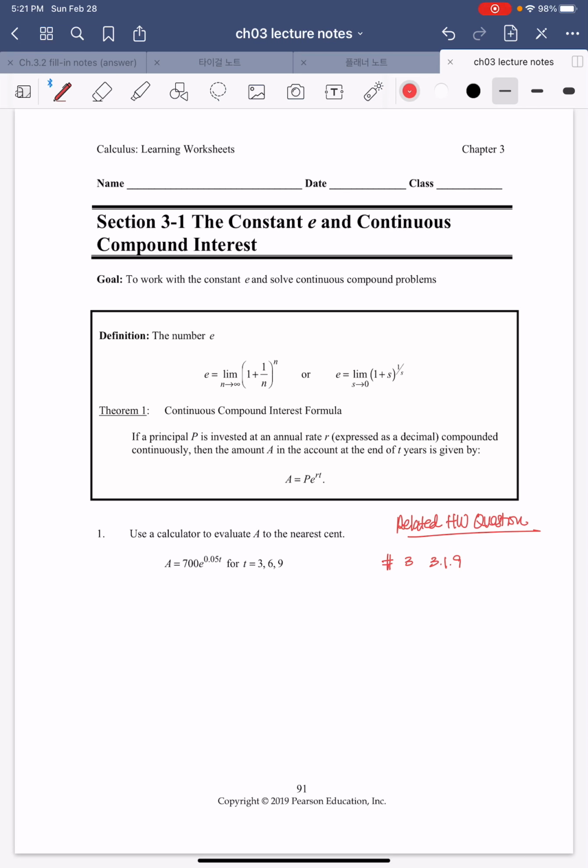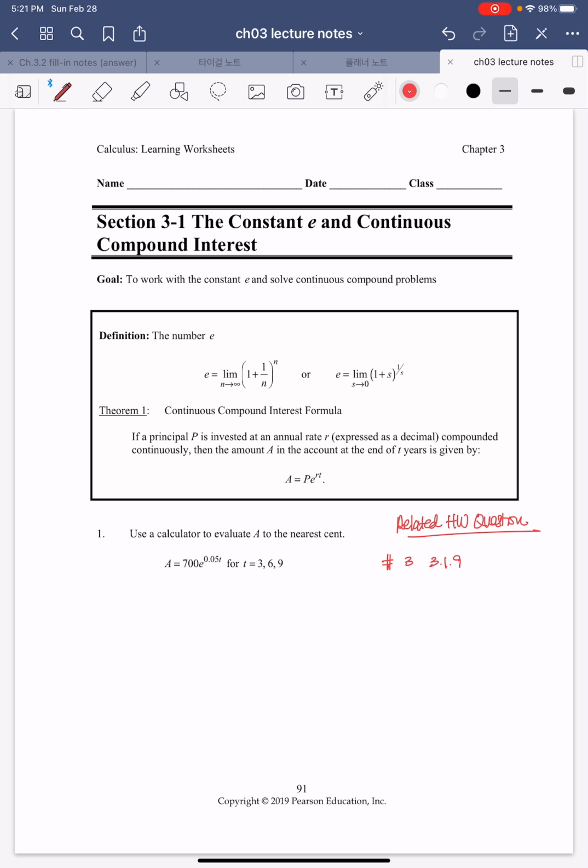In this video, we are going to go over section 3.1, which is the constant e, the exponential function, and the continuous compound interest application problem. Now, the goal in this section is to work on and be familiar with the exponential e function, and then apply the e with the compound interest problem.